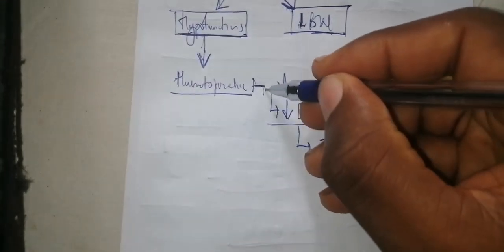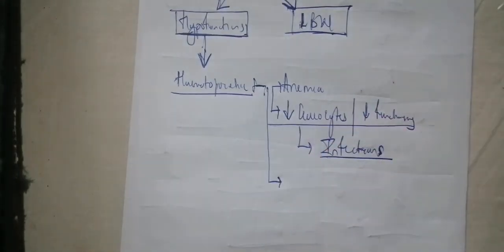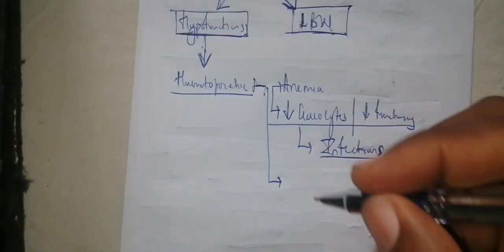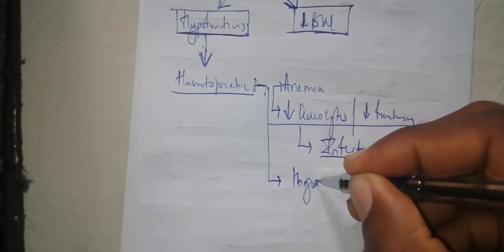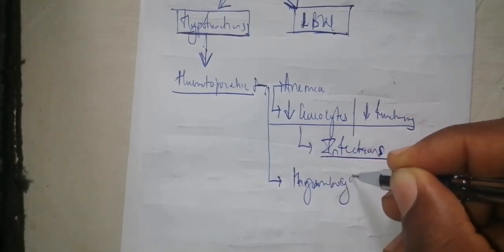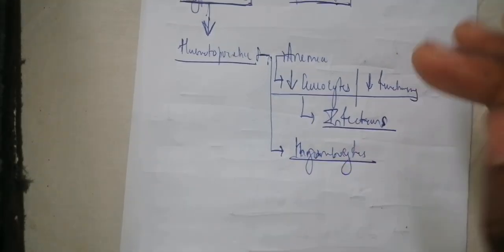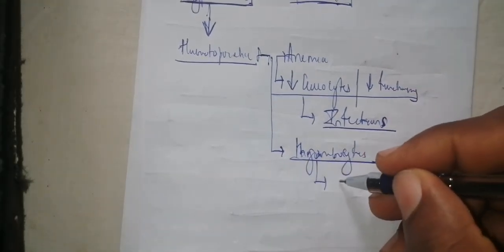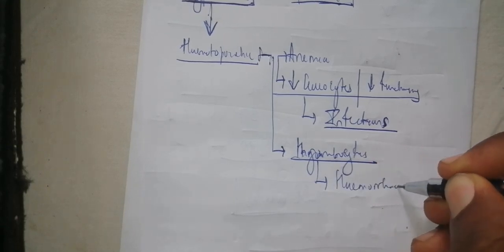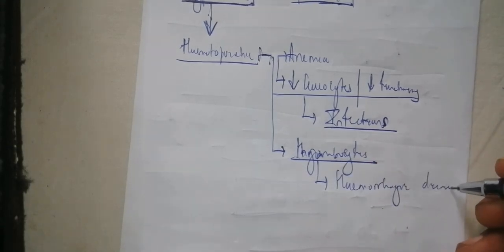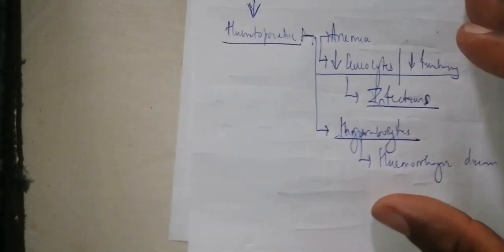Still there, we are going to have hypofunctioning of the thrombocytes. And the hypofunctioning of the thrombocytes is going to result in hemorrhagic disease of the newborn. You can have the hemorrhagic disease of the newborn because of the hypofunction of the thrombocytes.